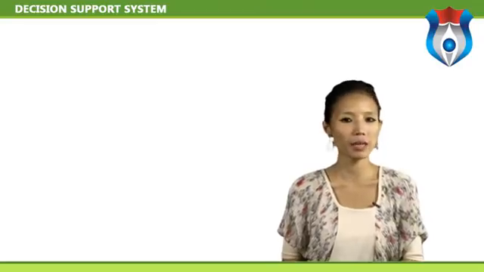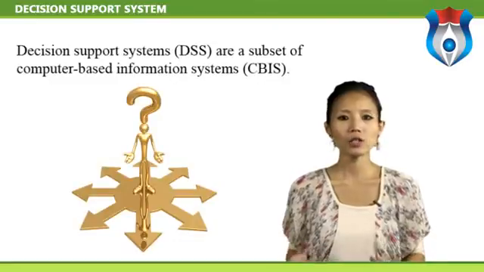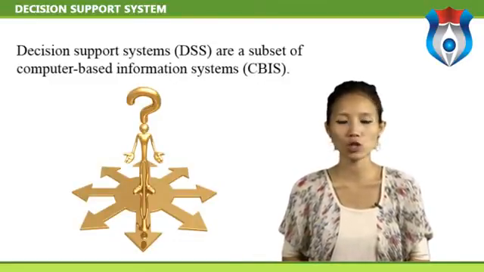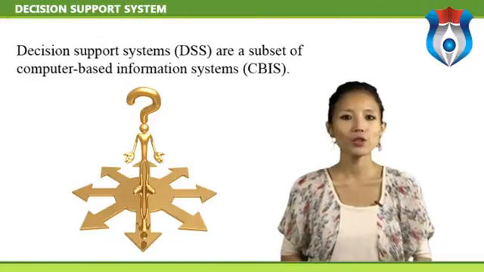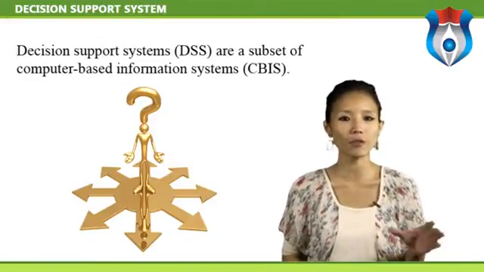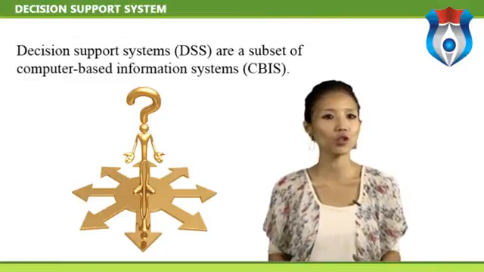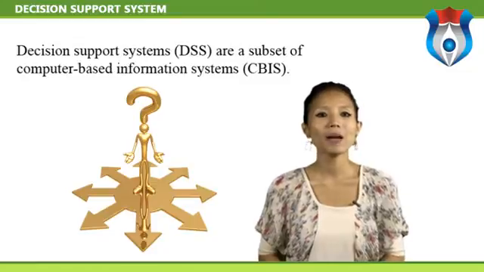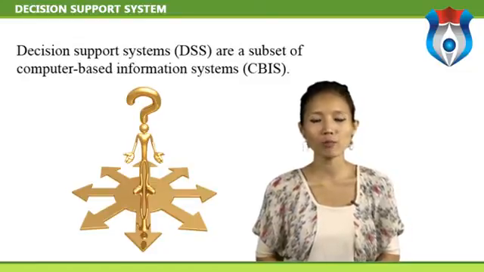Let's start with some basic introduction. Decision Support Systems (DSS) are a subset of Computer-Based Information System (CBIS). The general term Computer-Based Information System is a constellation of a variety of information systems such as Office Automation System, Transaction Processing System, Management Information System and Management Support System.